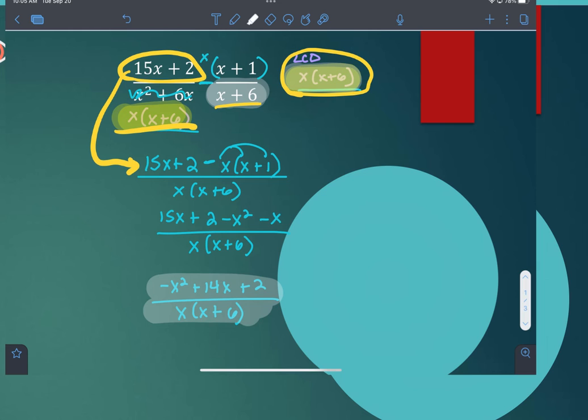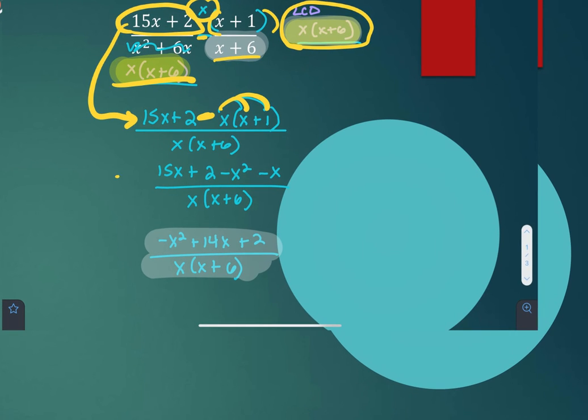The second one is missing the x, so we multiply it by x here. The minus comes from in between, and then I took that x and distributed it. I got here 15x plus 2 minus x squared minus x. Combine my like terms, and I ended up with negative x squared plus 14x plus 2 over x times x plus 6. If you try to factor the numerator, there are no factors of that negative 2 that are going to sum to 14, so my answer is going to stay just like that.